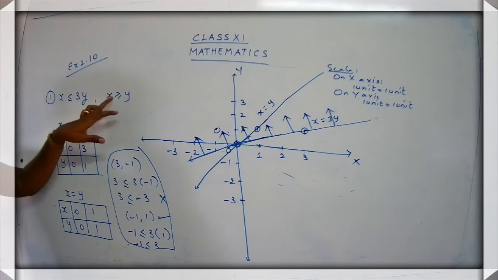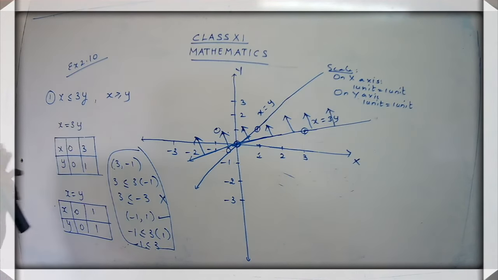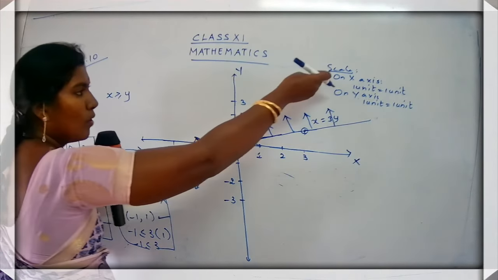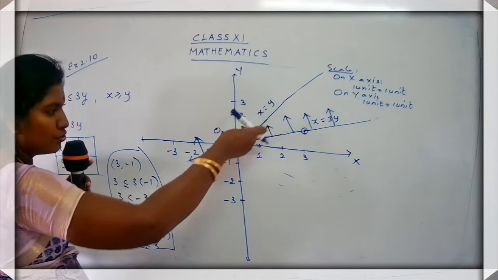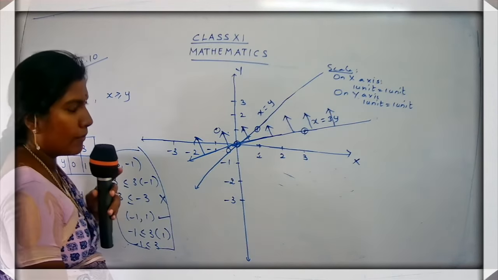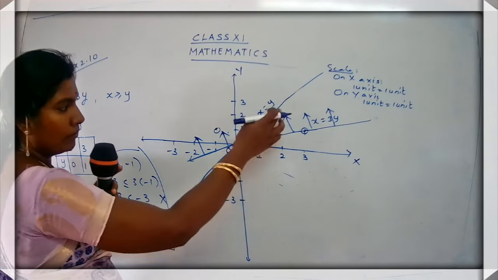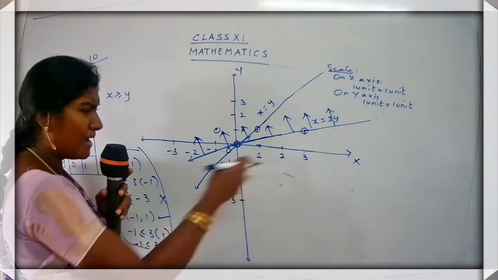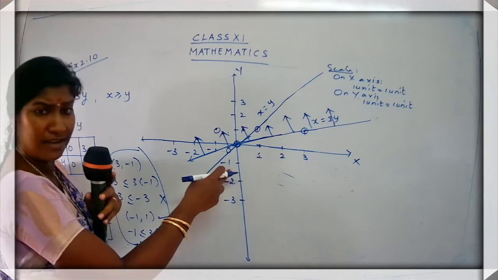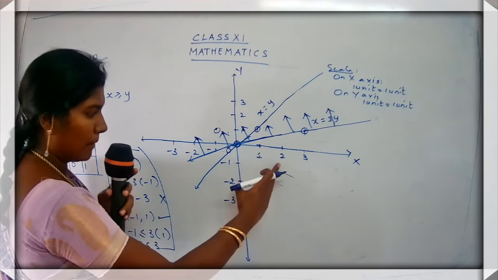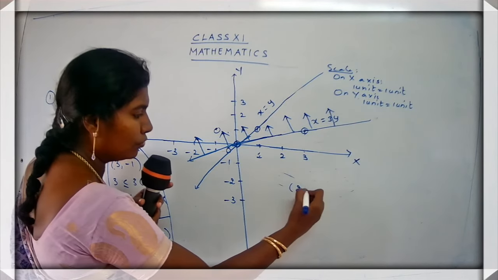x is greater than or equal to y. Okay, so now we have this graph. Okay, children, so now what are you going to do? You are going to choose a coordinate below this line. Let me choose a coordinate. Come on, give me one value below this. I can take (3, -1) again, or (1, -1). It's of my choice. So I am going to choose the point (2, -2). Okay, children.